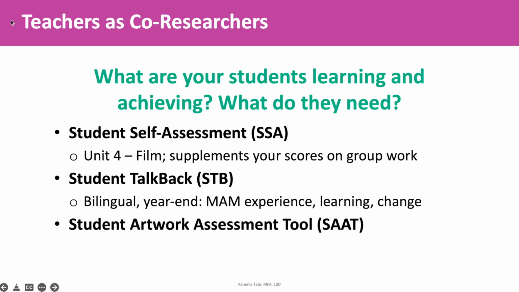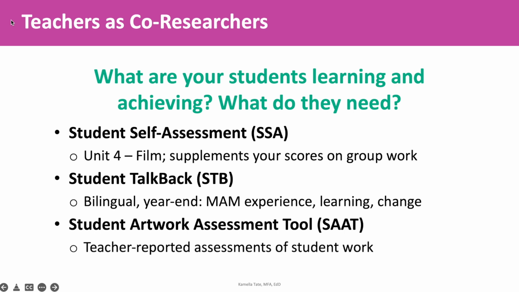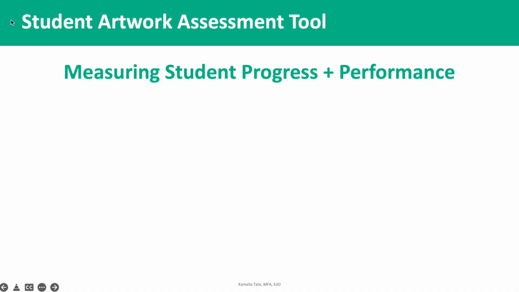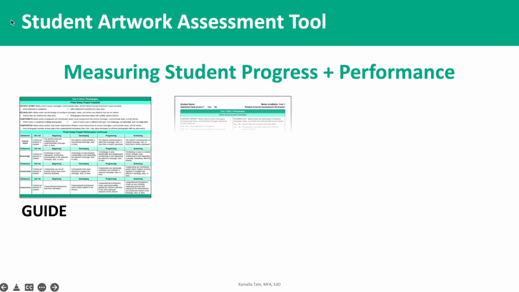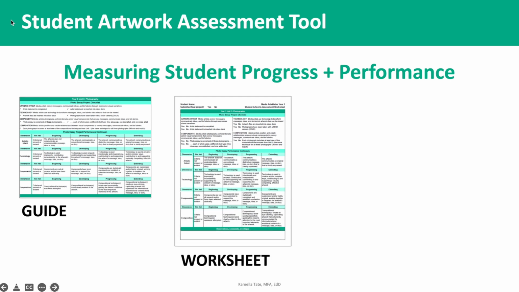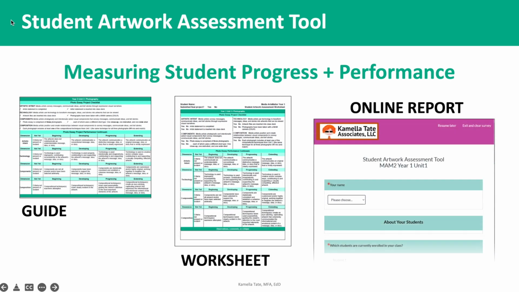Finally, the piece de resistance is the student artwork assessment tool. And this is a teacher-reported assessment of student work, which we're now going to take a little bit closer look at. The student artwork assessment tool is our way of measuring student progress and performance. So it's both summative and formative. There are 3 parts to it: the guide, the worksheet that can be used directly in class, and the online report form, which you'll do 4 times a year for each one of the units.